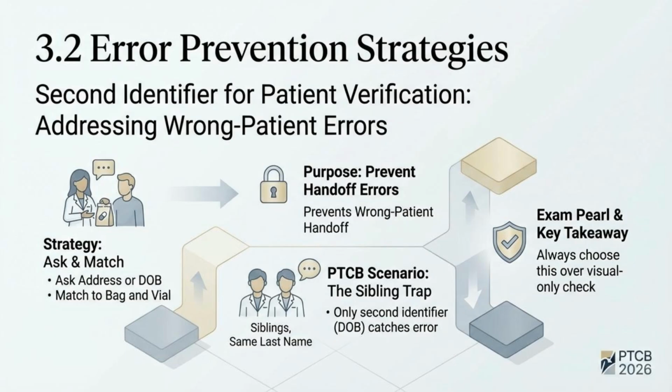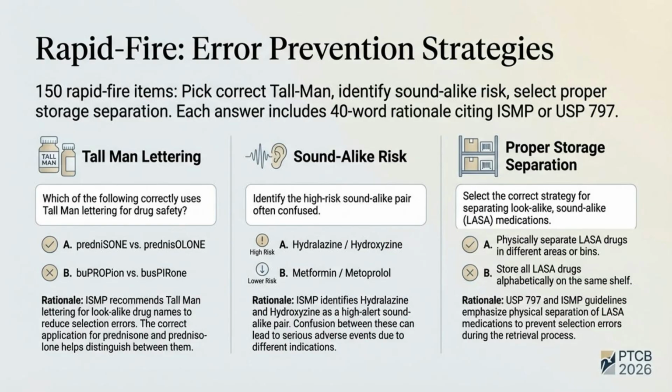Use a second identifier, such as address or date of birth, for patient verification to prevent wrong patient handoff errors. This is more reliable than a visual-only check, especially in scenarios involving siblings. These rapid-fire items test your knowledge of tall man lettering, sound-alike risk, and proper storage separation. Review the rationales to understand the ISMP and USP guidelines for patient safety.